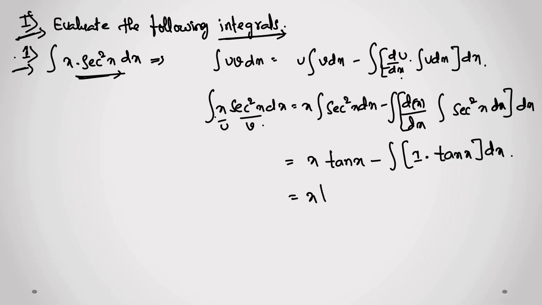So x into tan x minus tan x dx is equal to how much? We can take it as log x secant x actually. Log x secant x, the answer will come here. This is the answer of this given first question. Now moving to the next question.